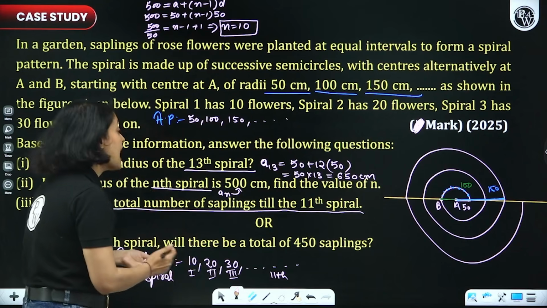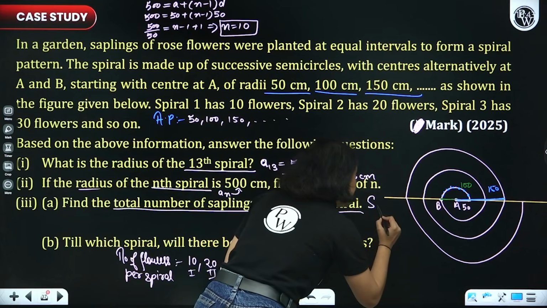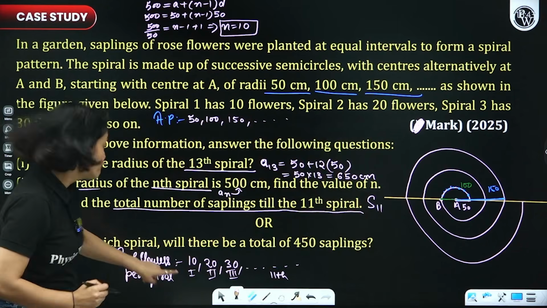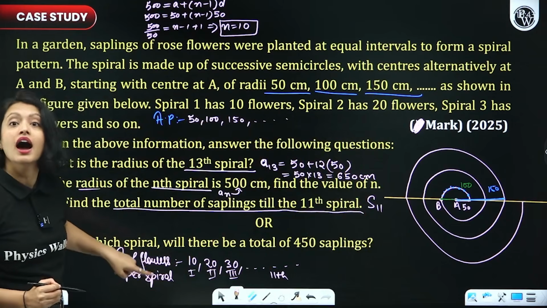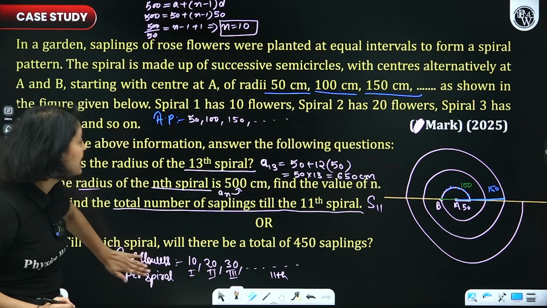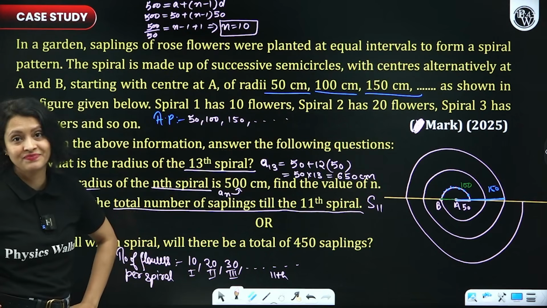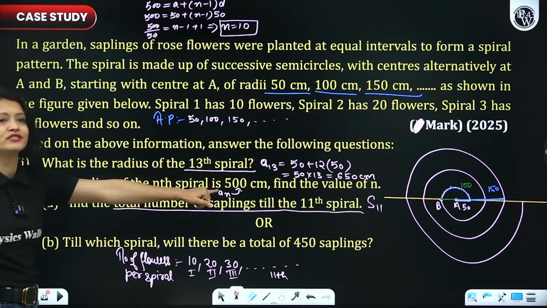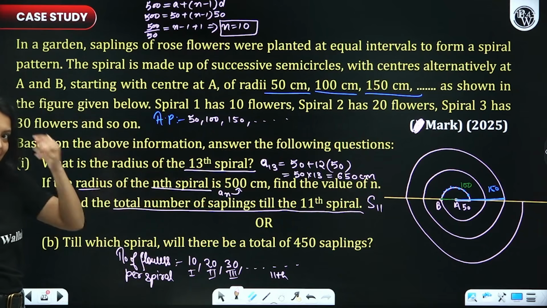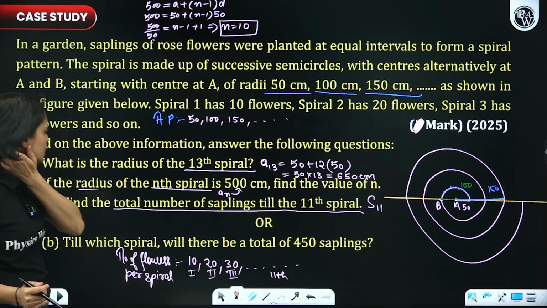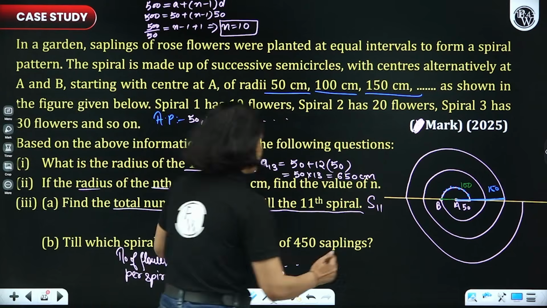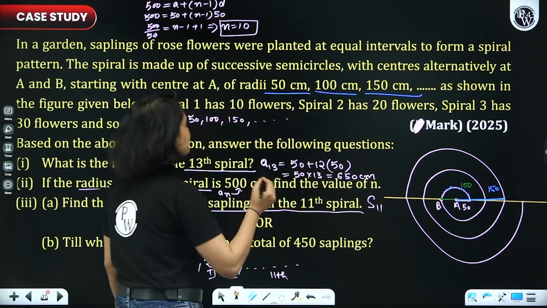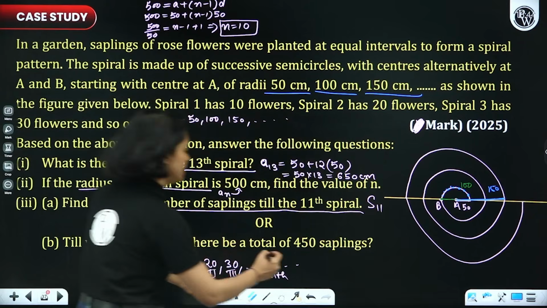That means we have to figure out S11, everyone, for this AP. Understood? For this second AP, we have to figure out S11. Total number of saplings till the 11th spiral. Okay? So, let's figure out S11. So, what would S11 look like? I think we can do it here only.